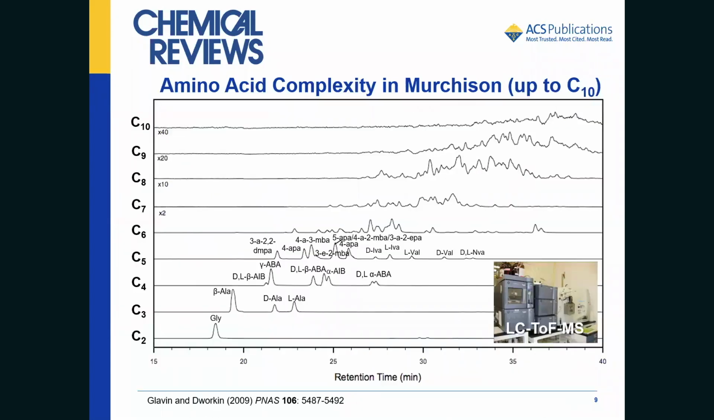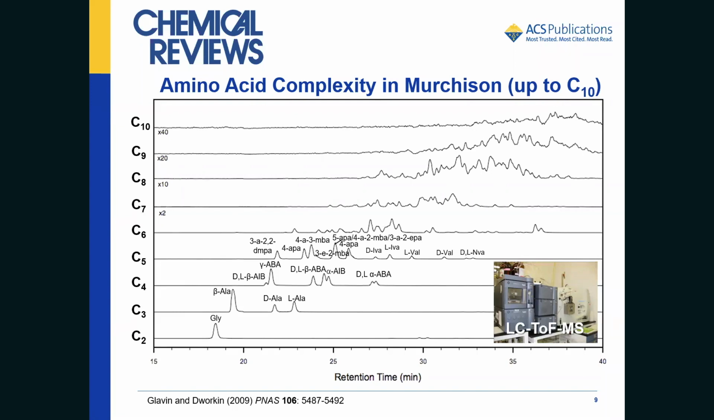And I mentioned the amino acid complexity in Murchison, and here it is, kind of in all its glory. This is a liquid chromatography, time-of-flight mass spectrometry analysis of the extract from the meteorite. Amino acids from 2 carbons, glycine, which is achiral, all the way up to 10 carbon amino acids. Notice that the trace at the top is magnified 40 times, so you're starting to get towards the signal-to-noise level there. As you get heavier, it gets more difficult to separate out these peaks, which is why we haven't been able to identify a lot of the amino acids that are 7 carbon and higher.